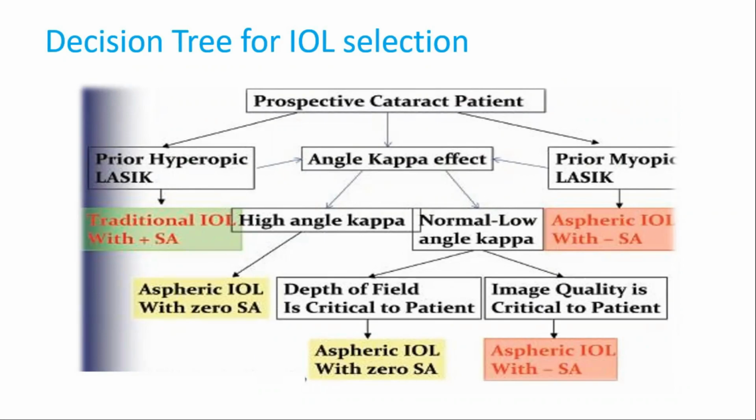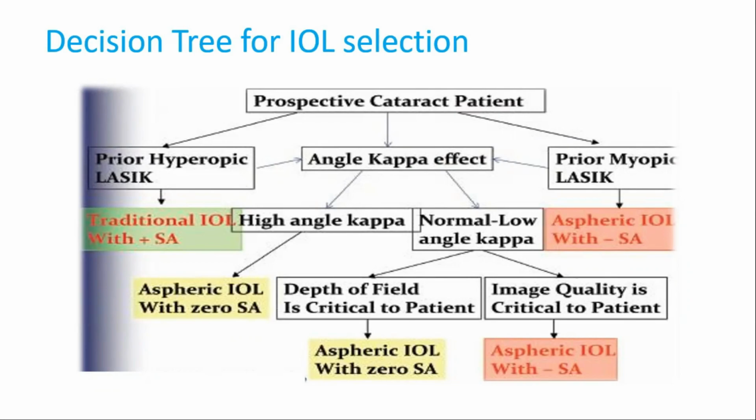If the angle kappa is high, then always choose an aspheric IOL with zero spherical aberration. And if the angle kappa is normal or low, depending on the occupation of the patient, if the patient is a night driver, then he requires more depth of field. So it's better to go for an aspheric IOL with zero spherical aberration. And if the image quality is critical to the patient, then go for an aspheric IOL with negative spherical aberration.